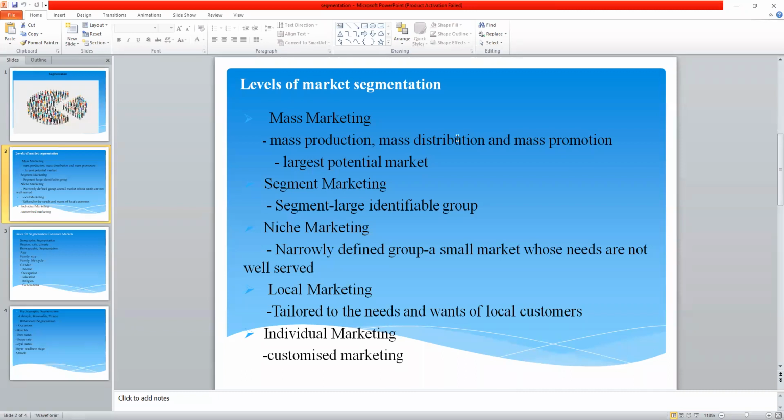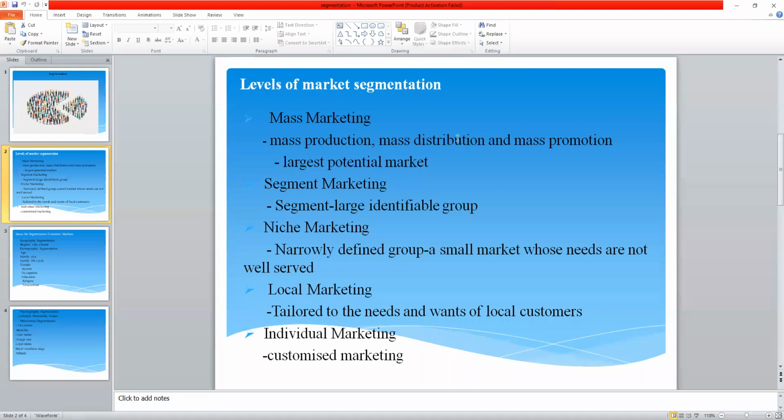Similarly, this is more feasible in service marketing also. If you take an example of cosmetic services today, there are few people who would be thinking about cosmetic surgeries. So this is niche marketing, where they have narrowly defined groups, and the service provider thinks of providing the services.